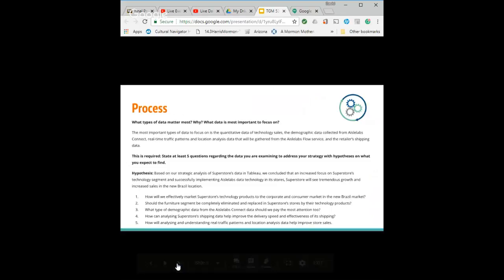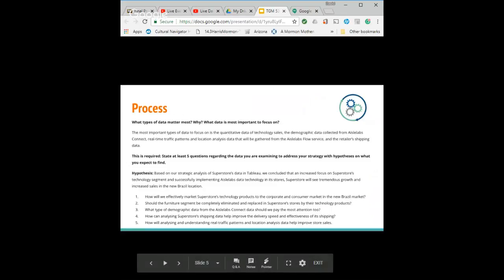What types of data matter most? Thank you, David. The data that we're going to focus on most is the technology sales, the demographic data from Iolabs Connect, the real-time traffic patterns and location analysis from Iolabs Flow, and the retailer shipping data.